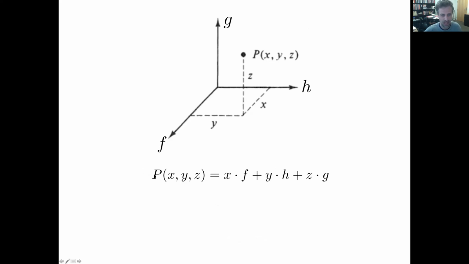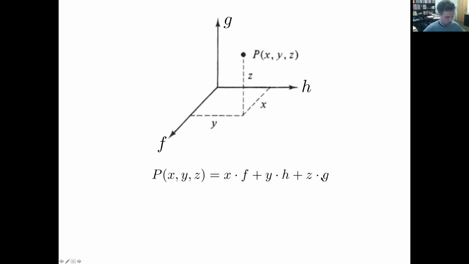Okay, so let's say a point in space, or a function in space in this case, is x times the character of f, y times the character of h, and z times the character of g. Okay, it's the same thing. So this function that I'm describing has a little bit of f, a little bit of h, and a little bit of g, right? How much of each? Well, that's given by x, y, and z. So it is a point in function space, right?